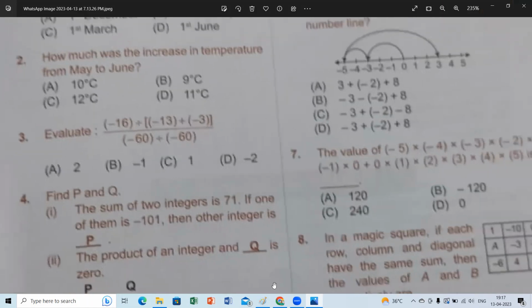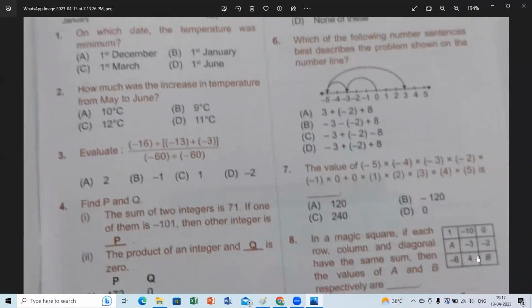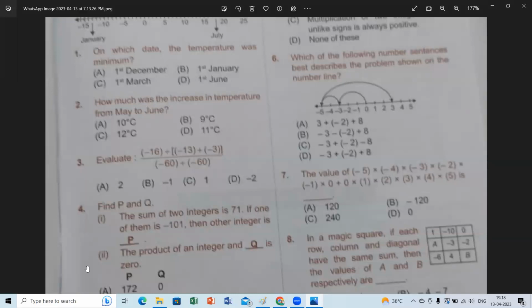Go with question number 4, Kritvik. Please read the question 4. Find P and Q. The sum of two integers is 71. If one of them is minus 101, then the other integer is dash. That's the p-value. The product of an integer q and 0, you have to find out both. These are application sums, Kritvik.